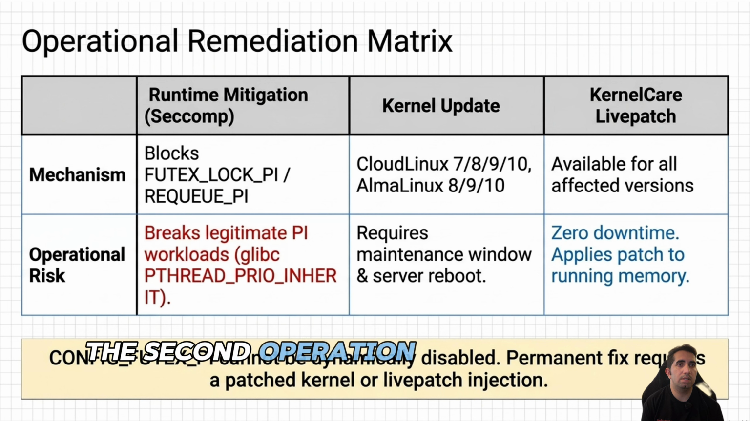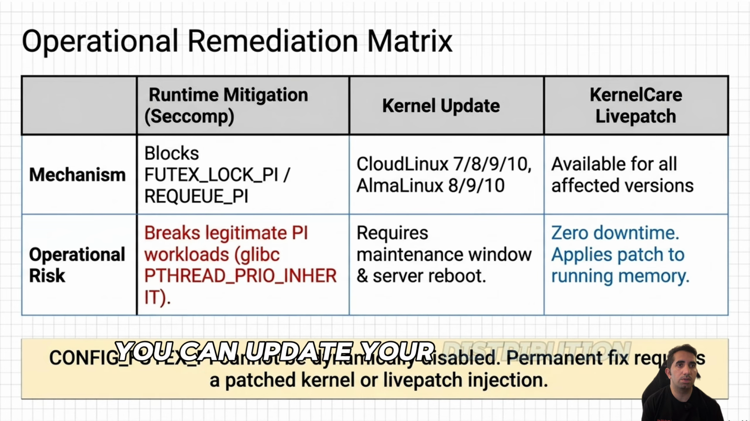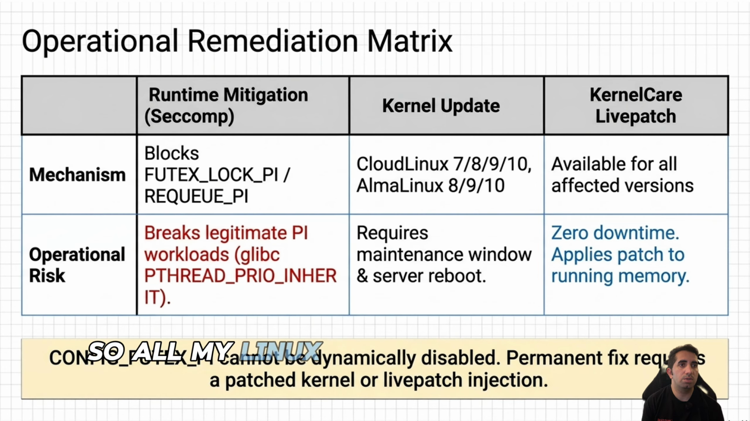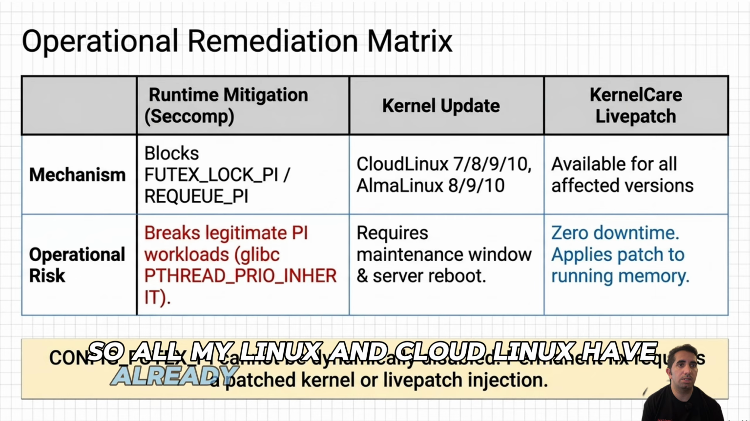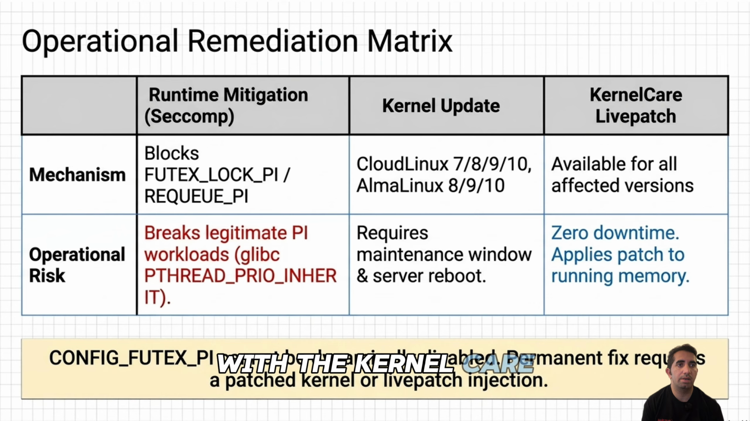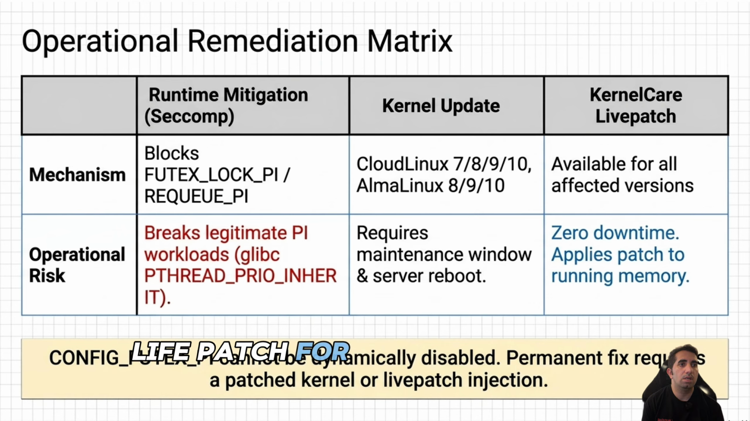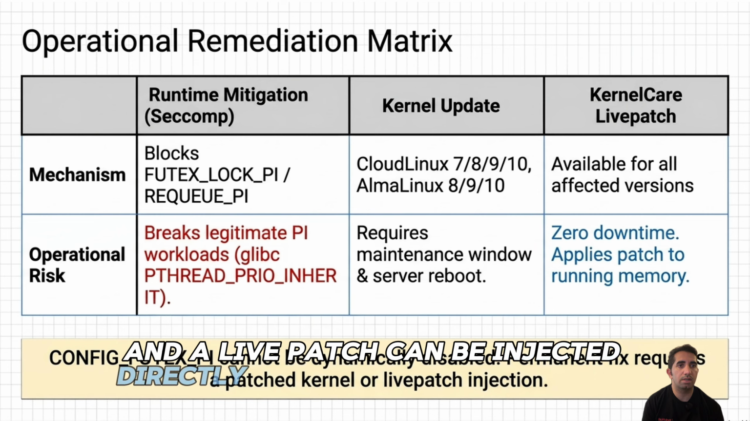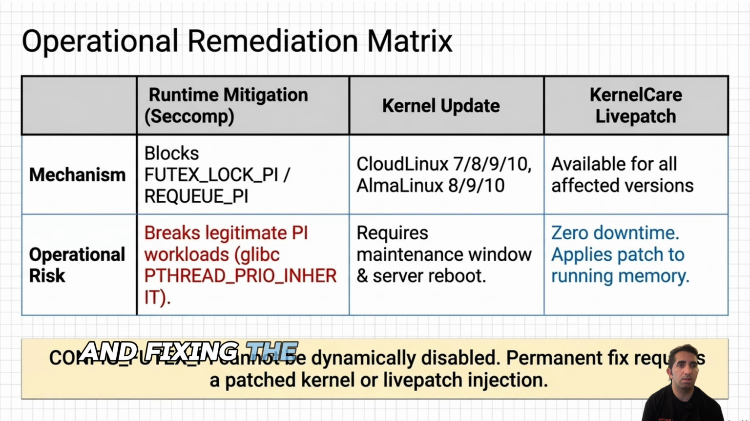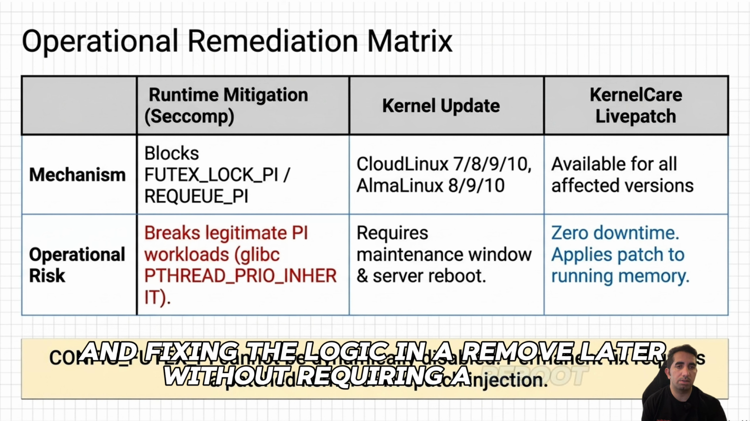The second option you can do is the kernel update. You can update your distribution kernel and reboot. So AlmaLinux and CloudLinux have already shipped a production patch with the KernelCare live patch for zero downtime environments, and the live patch can be injected directly into the running memory, fixing the logic in remove waiter without requiring a reboot.